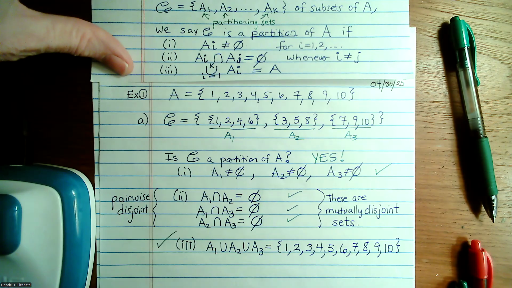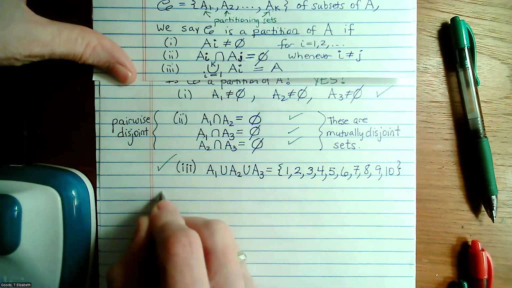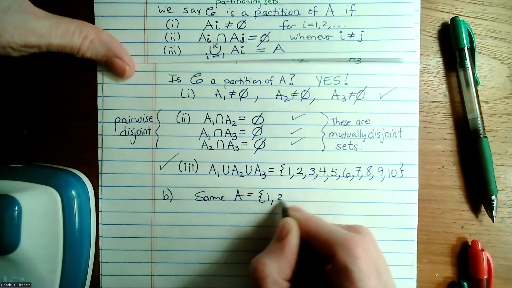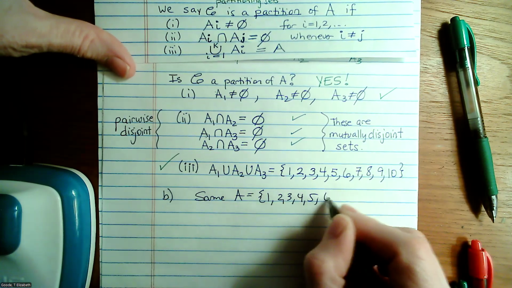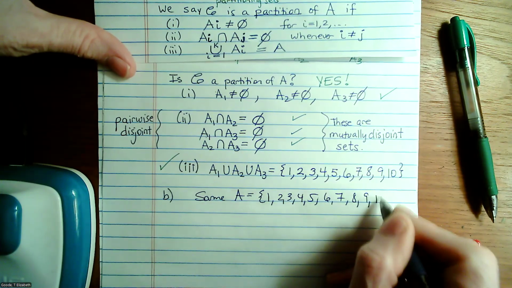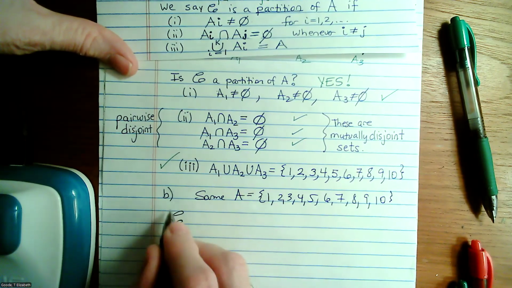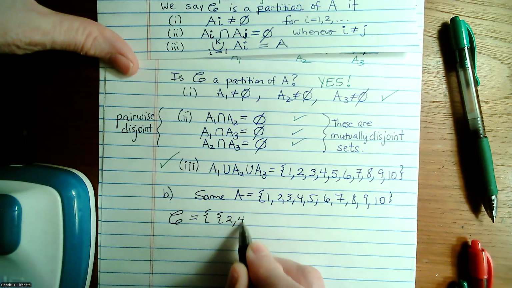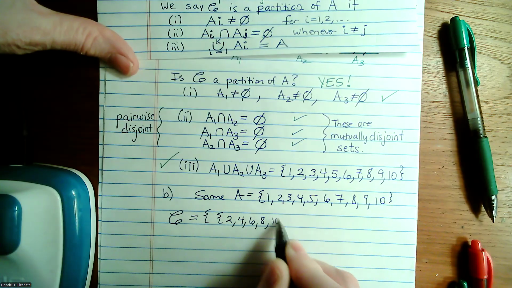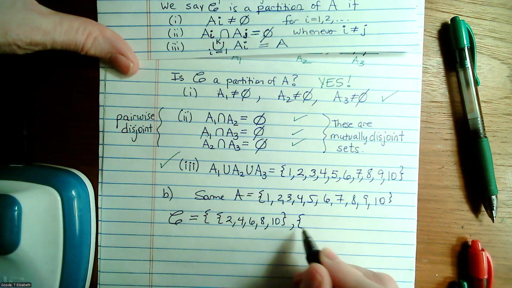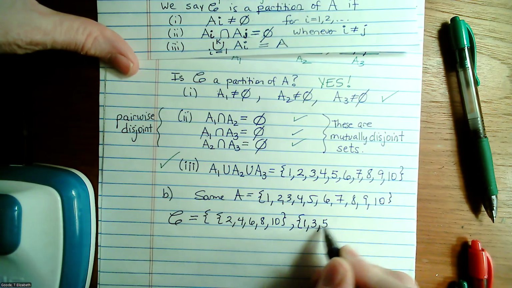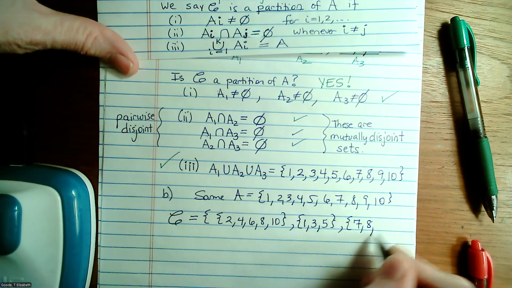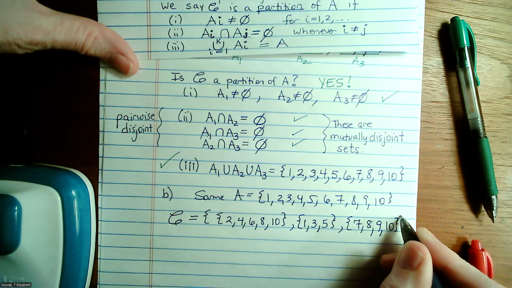Yes. So we can do another one. We can use the same set A and we can let our collection be this collection. 2, 4, 6, 8, 10 could be in one set. 1, 3, 5 could be in one set. 7, 8, 9, 10 could be in another set.